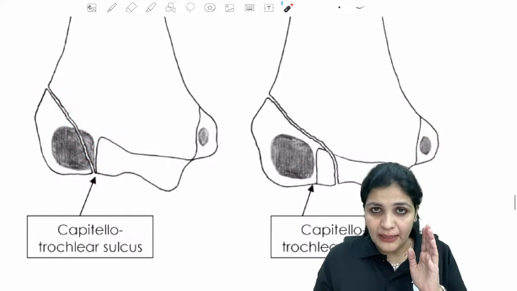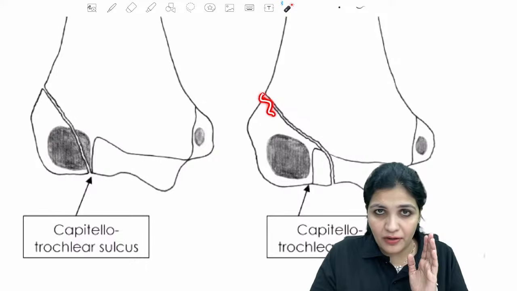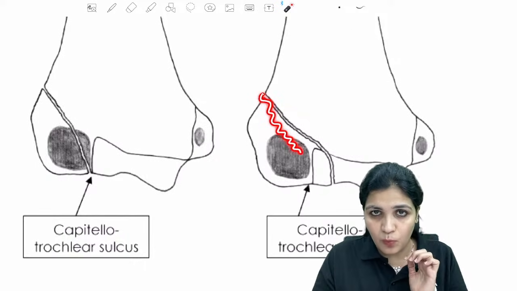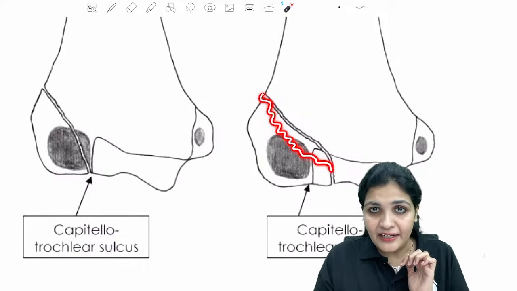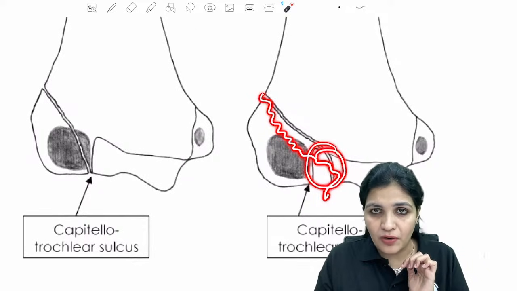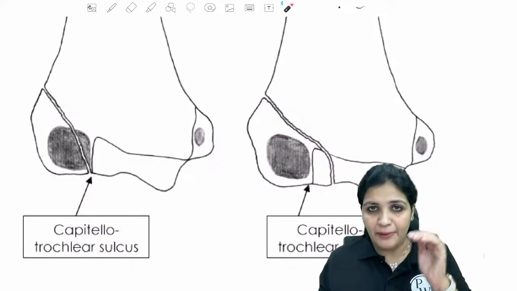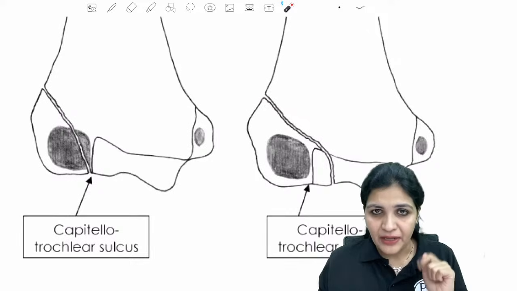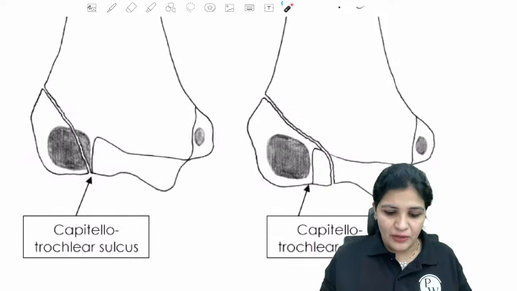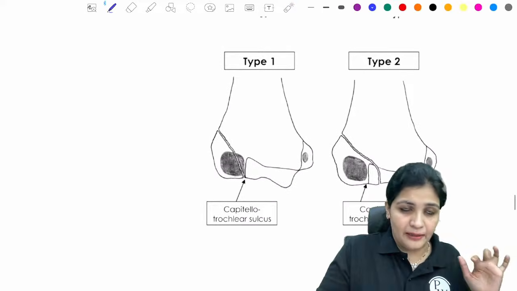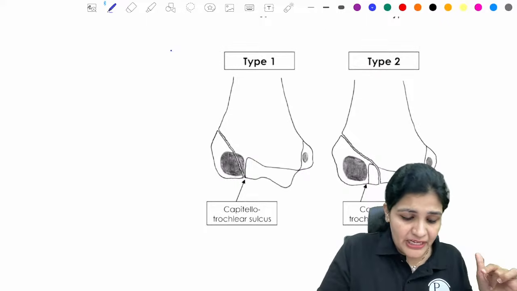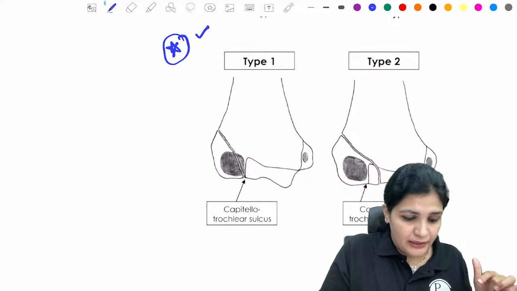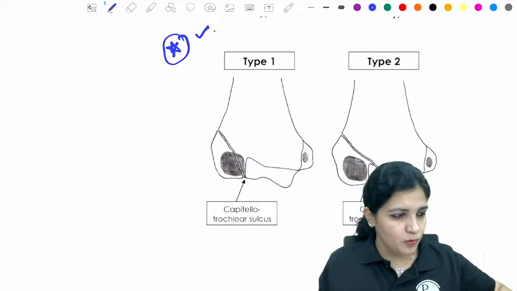But when you come to type 2, the fracture involves the complete capitulum and also takes a part of the trochlea. So the fracture goes till the apex of the trochlea, right? You get that point? This is very, very important, and whenever they ask you the classification, if you write this particular point, you're going to get more marks.